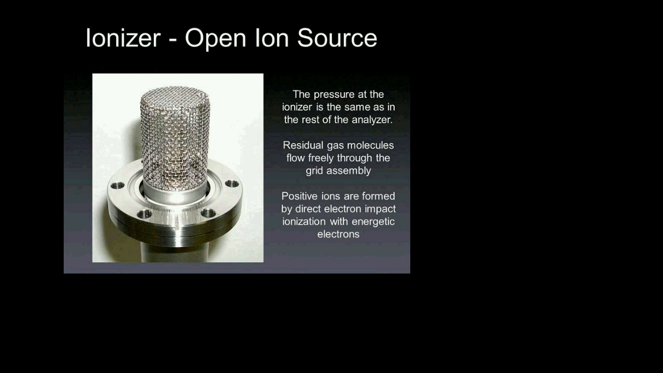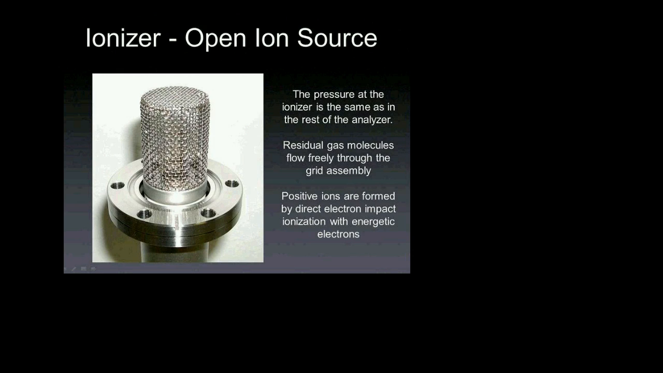So right here is a picture of an ionizer. The ionizer, as we said before, is where the ions are being formed. This section right here is the ionizer of the RGA. This is, in this case, an SRS RGA, but it's the same in all units, doesn't matter what you buy. The pressure or gas composition at this ionizer is the same as in the rest of the analyzer, and the same as in the rest of the vacuum system.